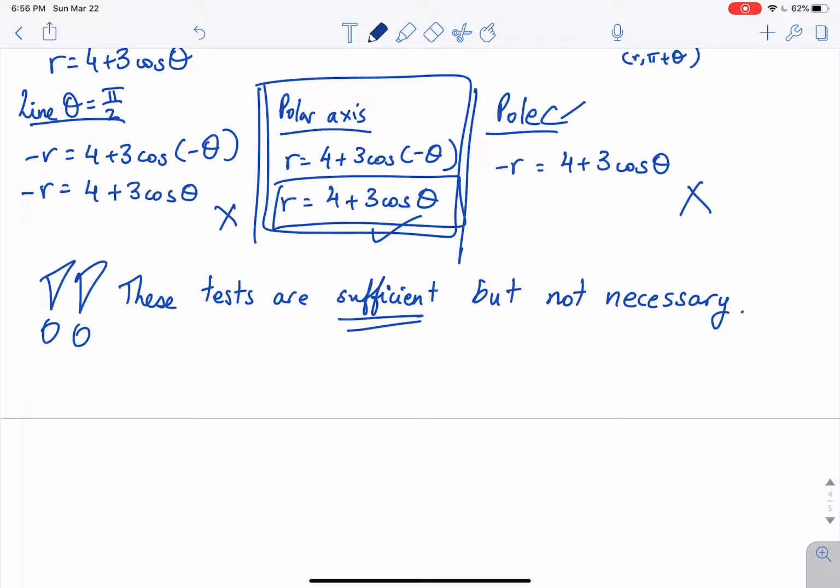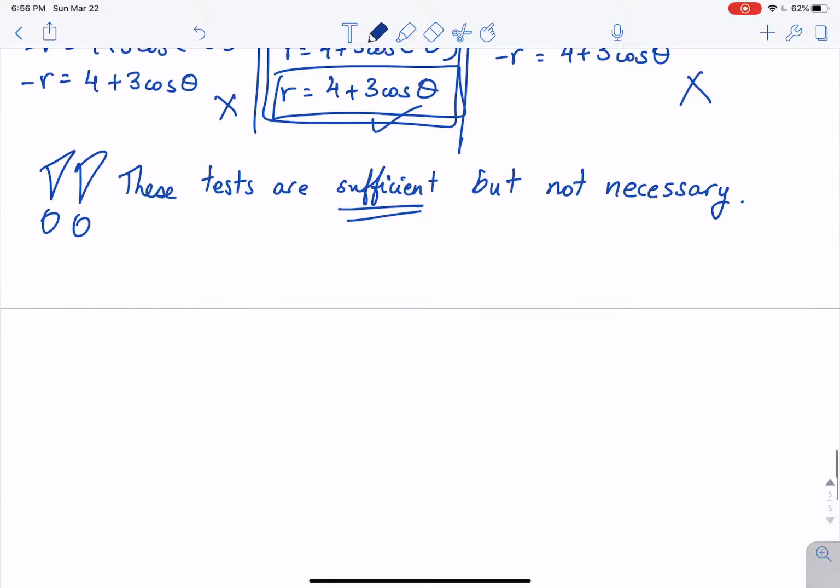So that's what it means to be sufficient, as in if it passes, you know that's enough proof to say it works, but not necessary. It doesn't necessarily have to pass to work. So just remember that with these tests.